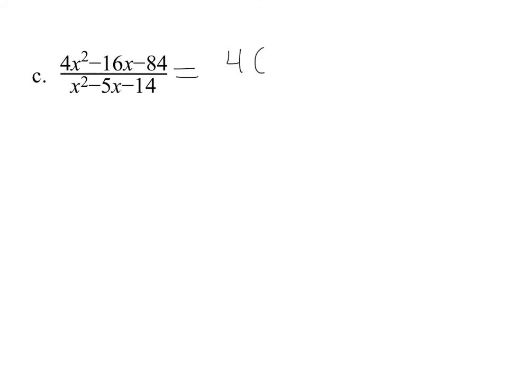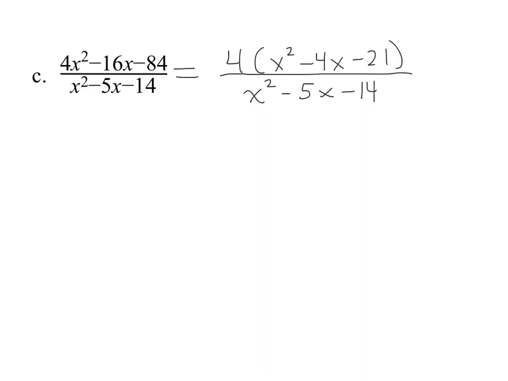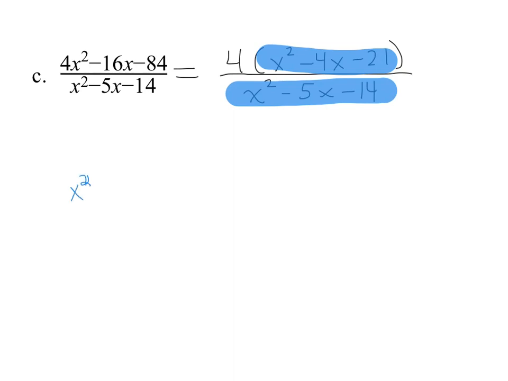So I could take a 4 out. I'll be left with x squared minus 4x minus 21, and then I'll have x squared minus 5x minus 14 on the bottom. So now these guys, the x squared minus 4x minus 21 and the x squared minus 5x minus 14, those very well may factor further. So I'm going to write those down here, and I'm going to think about factoring them a little further.